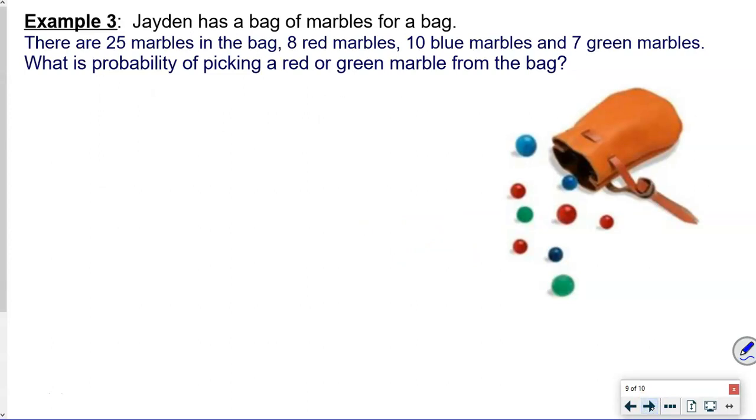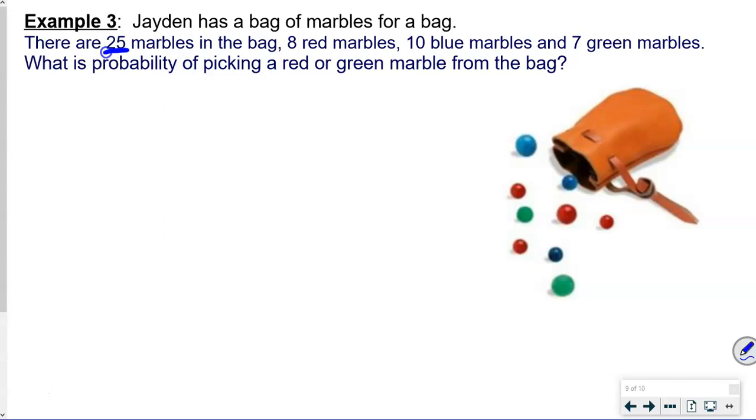So now let's read example three. Jaden has a bag of marbles. There are 25 marbles in the bag, 8 red marbles, 10 blue marbles, 7 green marbles. And it tells you in this one how many marbles there were in the whole bag, but oftentimes you're going to have to add these numbers up, the 8 plus the 10 plus the 7, which is still 25. But if it doesn't tell you the total number in the bag, then you want to do that first, okay?